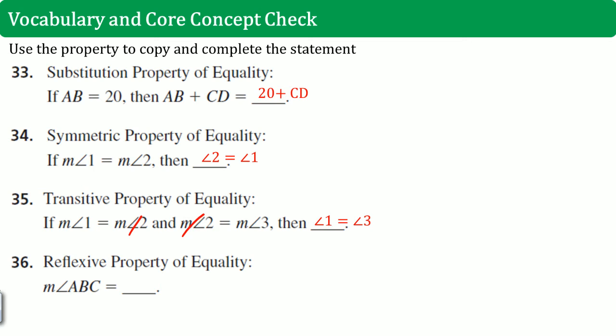36. The reflexive property of equality. Reflexive property is when it is the same. So angle ABC is equal to the measurement of angle ABC. Those are all the different properties of equalities that you're going to be using.